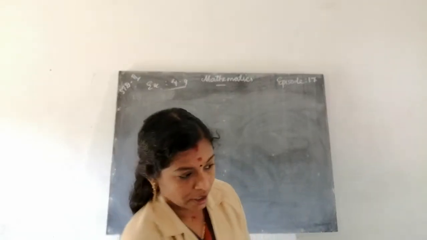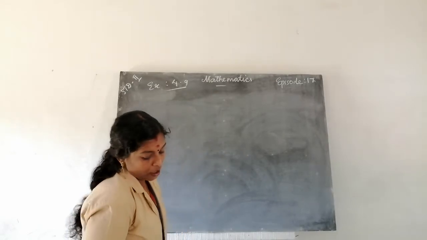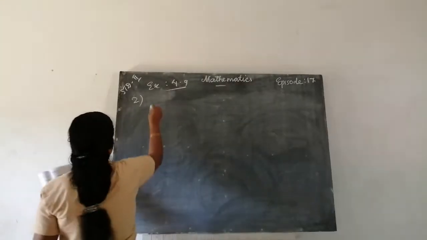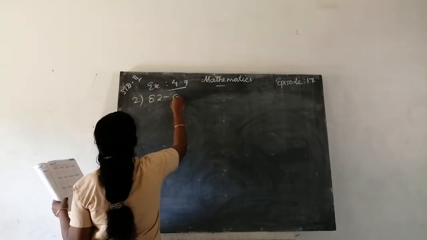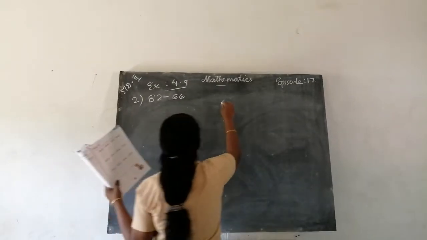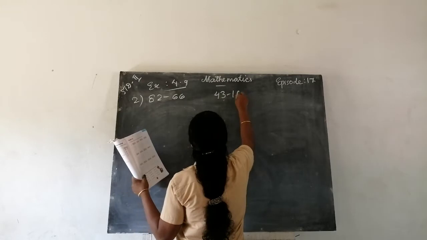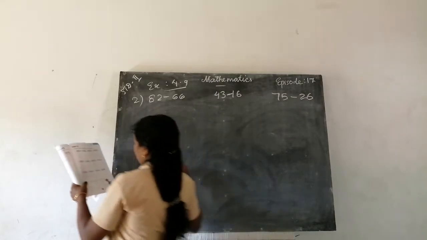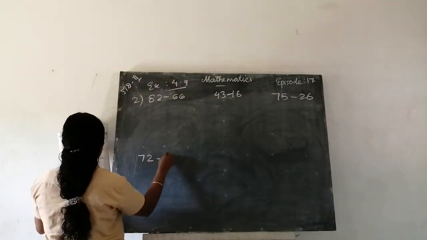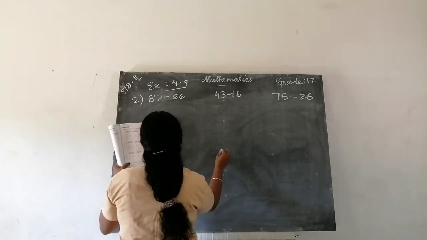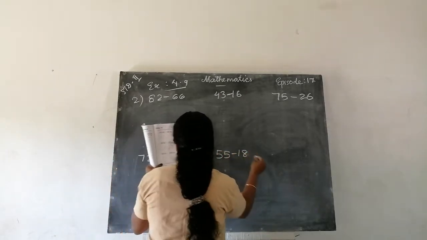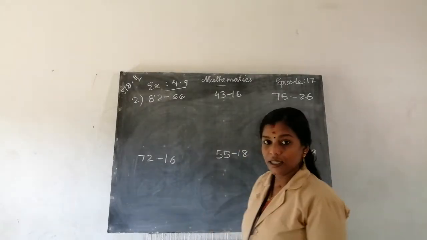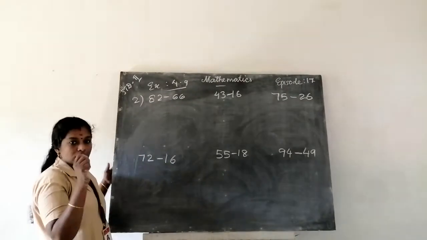Okay. Then question number two. Do the questions in your notebook. You want to arrange them vertically. First, 82 minus 66. Another one is 43 minus 16. Another one is 75 minus 26. Then another one is 72 minus 16. Next one is 55 minus 18. Next another one is 94 minus 49. Then these numbers you want to arrange column-wise.